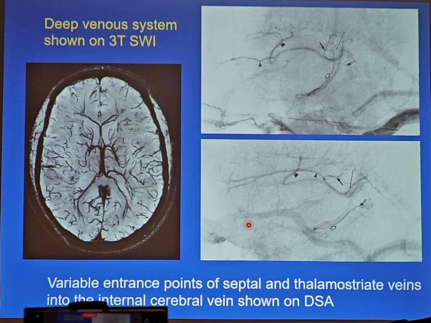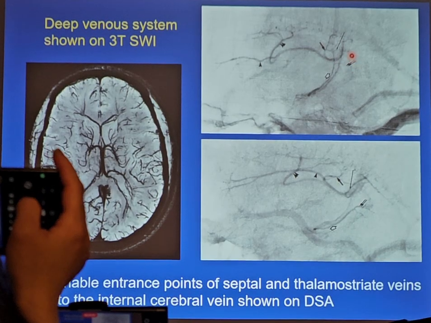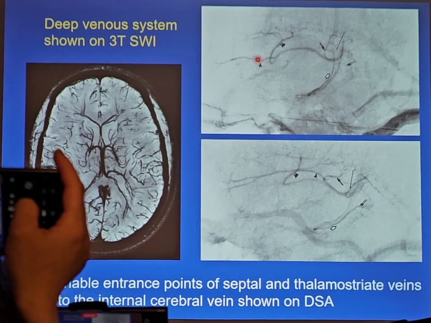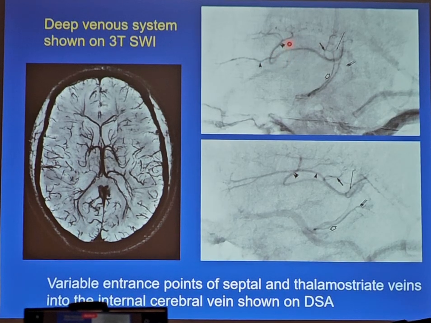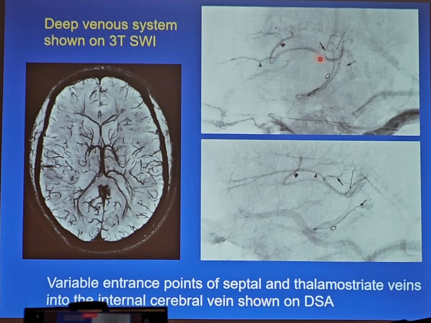MRI is incredibly good in showing the venous system, especially if you use 3 Tesla and SWI. You can see how beautifully the thalamostriate veins, the septal veins, and the atrial veins are shown on SWI imaging, much nicer than on the angiography we used in the past. But with angiography, we could see the variability of the tributaries to the internal cerebral vein, with the thalamostriate veins draining in various locations, entering the internal cerebral veins.